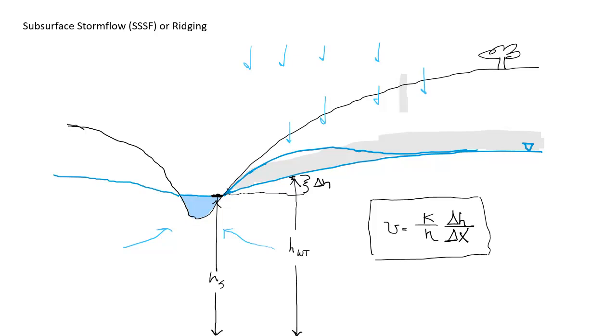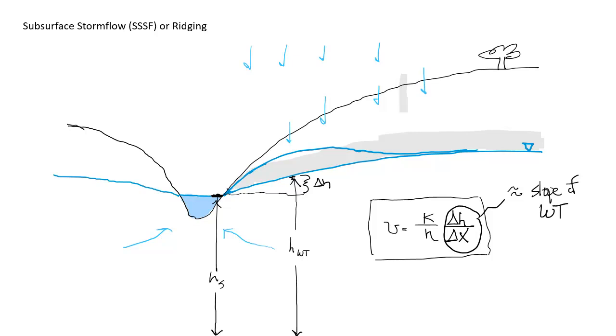But you can see what happens because of the raising of the water table, or the ridging of the water table near the stream: we've created a much steeper slope to the water table. So essentially, this dH/dx, in an unconfined aquifer near a stream, is approximately the slope of the water table. And the steeper that slope, the more rapidly water will flow. And that's basically what subsurface storm flow is.